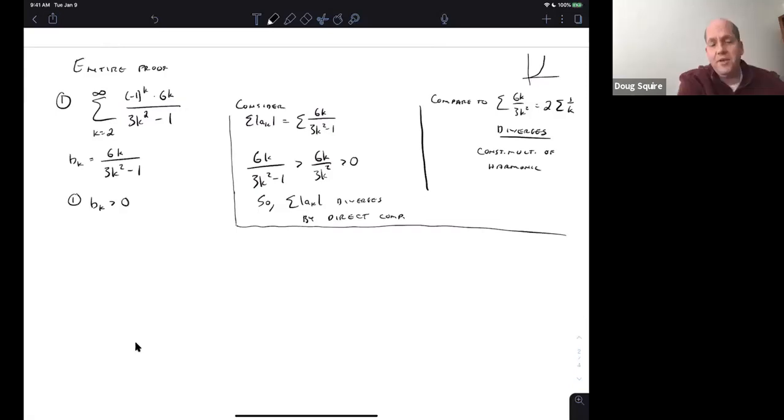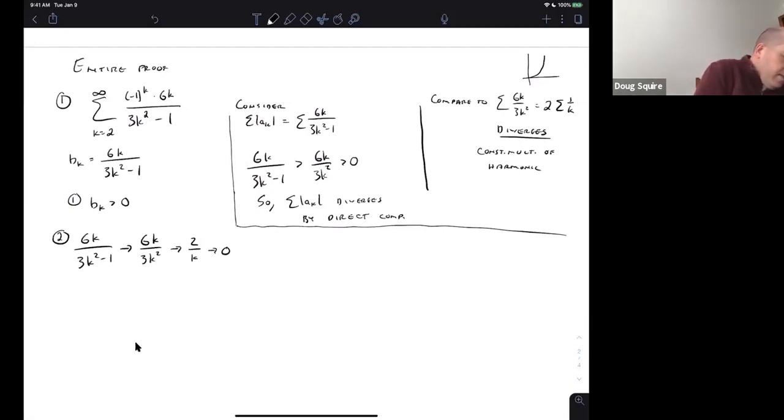So from 2 to infinity, 6k is for sure positive. 3 times k squared is positive, and it's actually bigger than 1. So when you subtract 1, it's still positive. So the whole thing's positive. The second thing is the limit of that needs to be 0. So we're going to write 6k over 3k squared minus 1 approaches 6k over 3k squared, which approaches 2 over k, which as a sequence approaches 0. Okay, if that weren't true, then it would have been a k-term test problem.